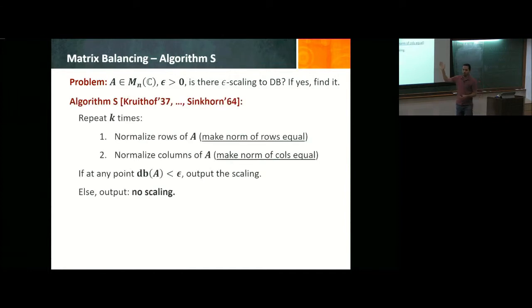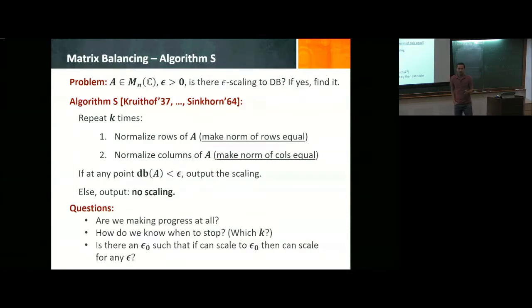And here's an algorithm that was proposed by people in very different areas of engineering and statistics. Take your matrix A. If the norms of the rows are different, just make them all the same by multiplying each row. You normalize the rows to make all the norms the same. But then you may have messed up the columns of A. Well, no problem. Use the other scaling to normalize the columns of A. And then just keep doing this. If at any point you get really close to doubly balanced, you output the scaling, otherwise you say there's no scaling.